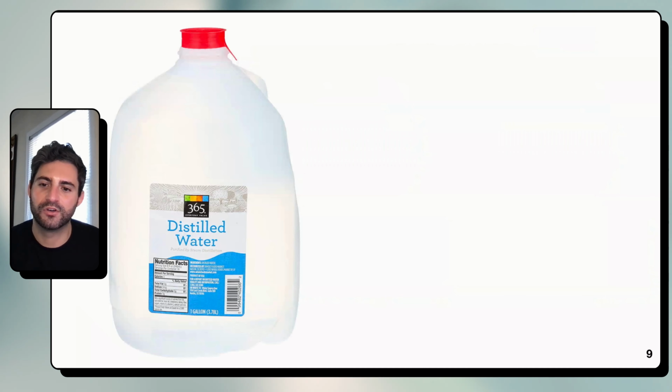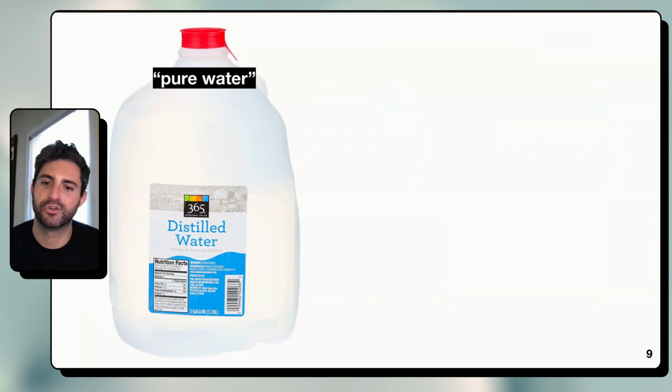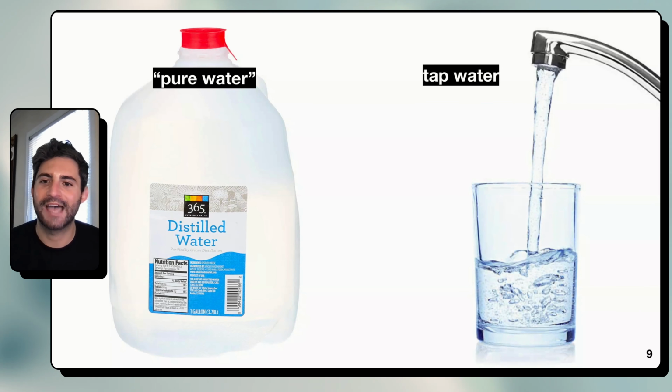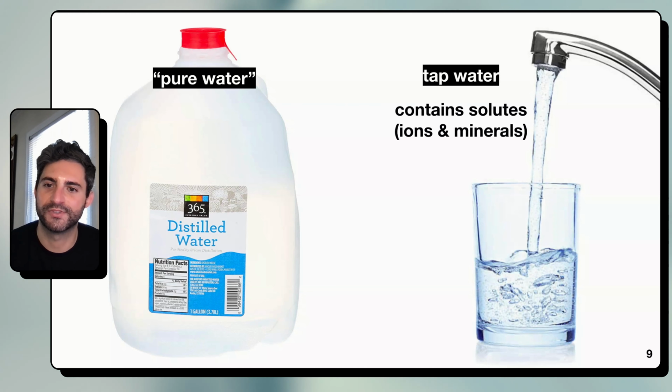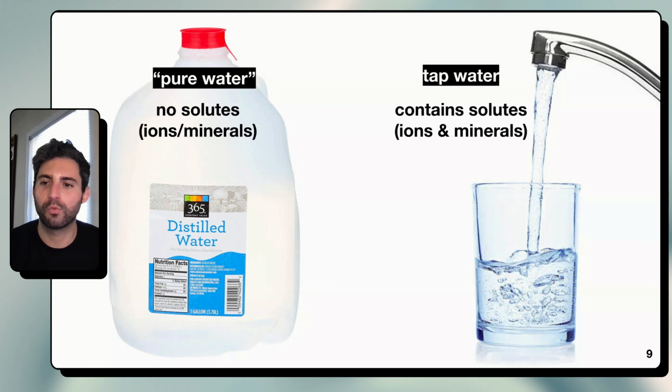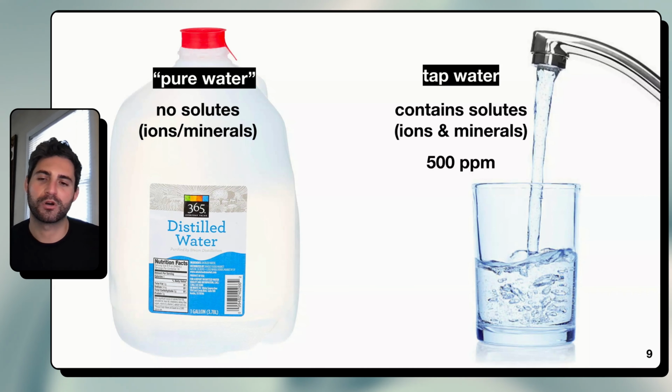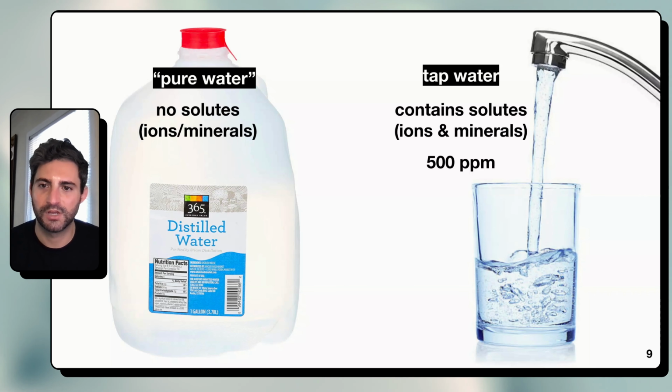One example that I'd like for you to know about is distilled water, which sometimes we refer to as pure water. And that is different than tap water. Tap water has solutes, like ions and minerals, dissolved in it, whereas pure water or distilled water does not have any solutes dissolved in it. Tap water has about 500 parts per million of solute versus distilled water, which has 0 parts per million.